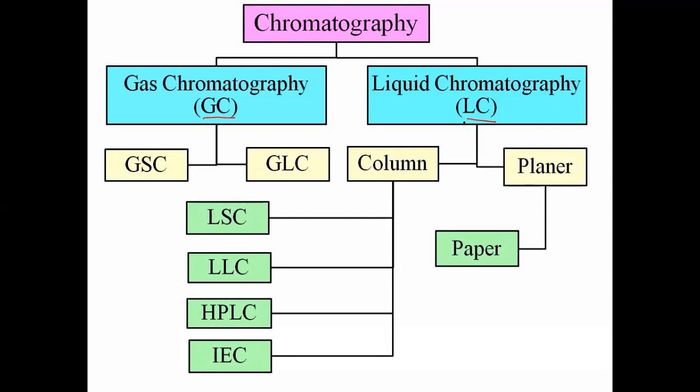Column is again subclassified into four types, liquid solid chromatography, liquid liquid chromatography, HPLC, high performance liquid chromatography, and ion exchange chromatography. While planar is again classified into two types. One is the paper chromatography. There is use of filter paper, and second is the TLC, thin layer chromatography. Okay, this is just about the classification of different chromatographic technique. We have studied how that chromatographic methods are classified.